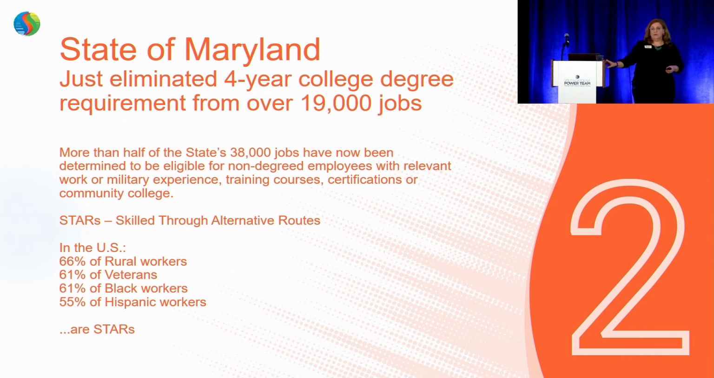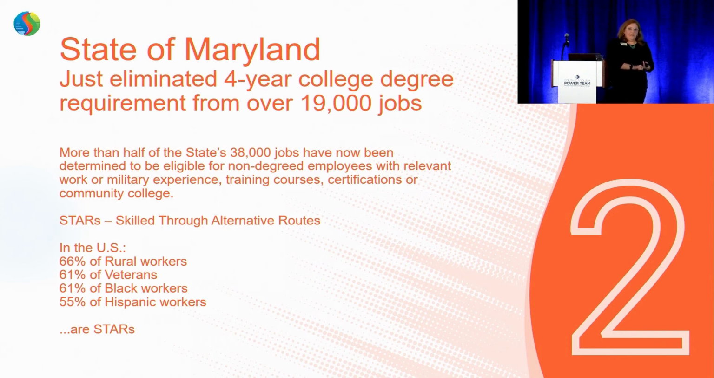What is that going to do? It's going to make a lot of people flock to Maryland for state jobs. You are now eligible for those jobs because of your military experience, your work experience, your courses you've been through, community college, and they're calling it STAR, Skilled Through Alternative Routes.